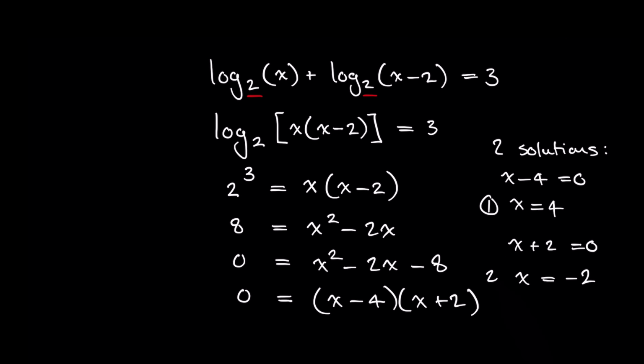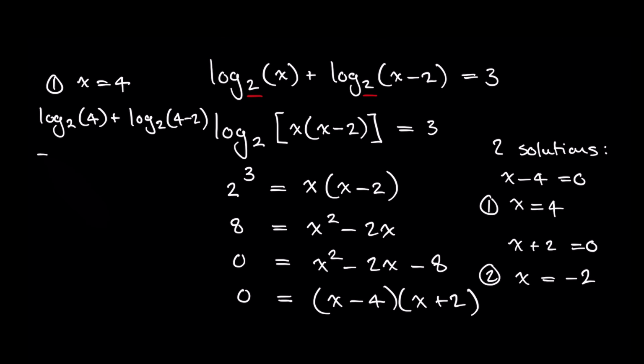So let's label these solutions 1 and 2, and let's start with solution 1. So when we plug x equal to 4 back into our original equation, we have log base 2 of 4 plus log base 2 of 4 minus 2. And this turns out to be equal to 2 plus 1, which is 3. So this equation we know for sure is satisfied. But what about this other guy over here, x is equal to negative 2?